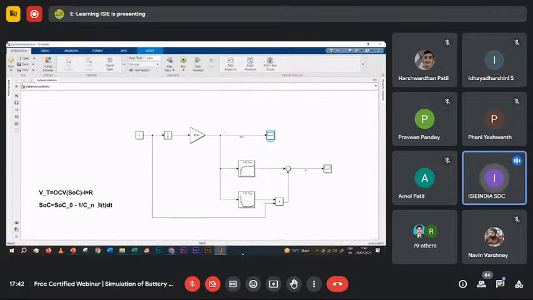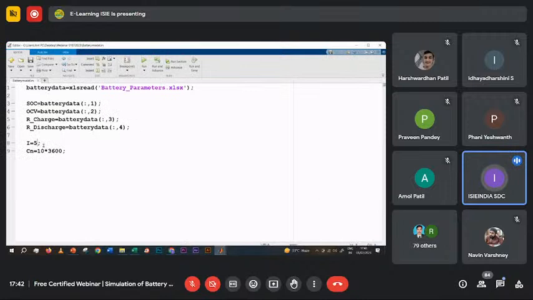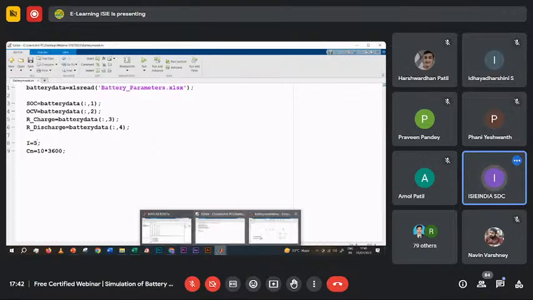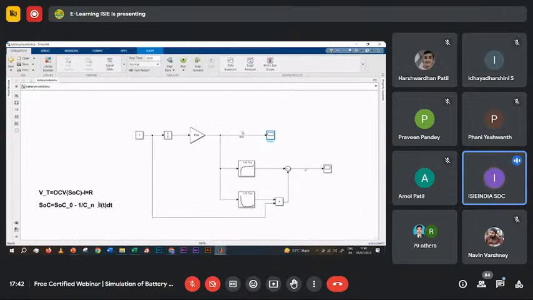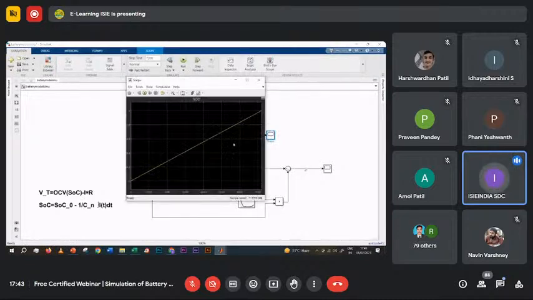So when I reduce the current value to 5 ampere, and the battery pack capacity is 10 ampere hour, in 1 hour the battery will be 50% charged only. But when we increase the time, let's suppose 7200 for 2 hours, then we'll see what the value of the SOC is. So in 2 hours, this battery will be 100% charged. You can see here from 0 to 1, the battery percentage has reached.